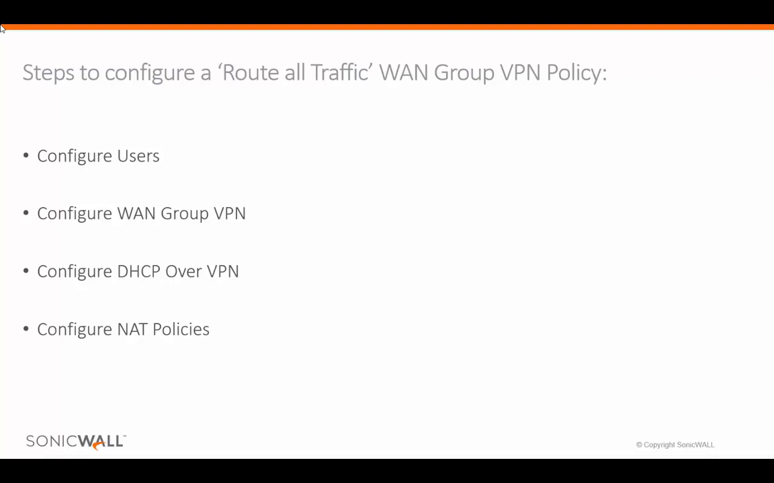Routing all traffic through the Sonicwall allows an administrator to protect a user by enforcing intrusion prevention, gateway antivirus, anti-spyware, client antivirus, content filtering, and other policies on the remote user's traffic. In order to configure this policy, we need to configure users, WAN Group VPN, DHCP over VPN, and NAT policies.